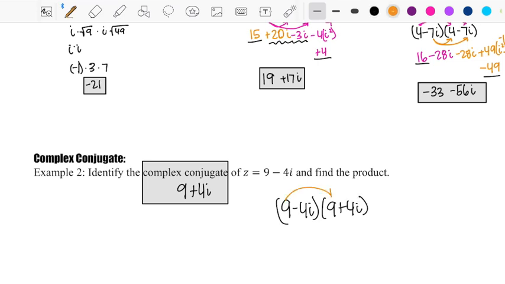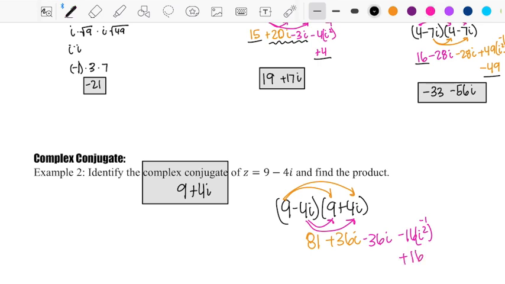And this works the exact same way. We're going to distribute. 9 times 9 is 81. 9 times 4i is plus 36i. Negative 4i times 9 is a minus 36i. And negative 4i times 4i is a negative 16i squared. Oh, there's that i squared again. So really, this one is plus 16.